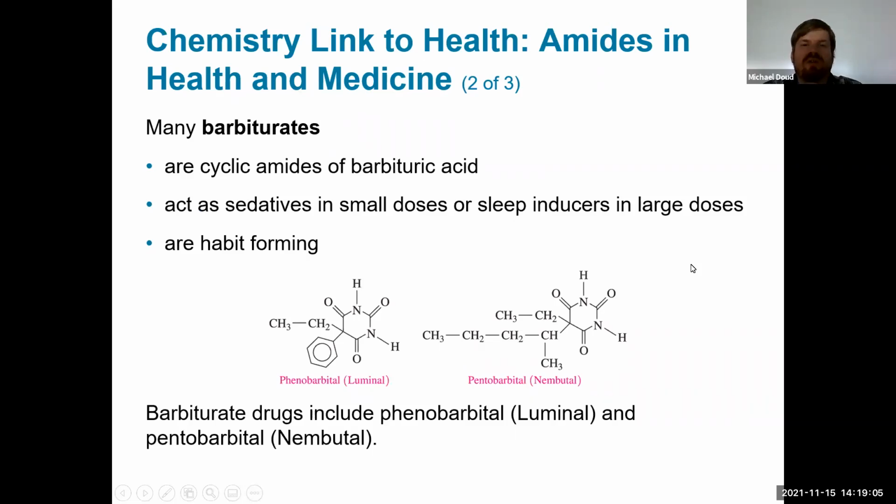Okay, other examples are drugs. Going back to drugs, we have barbiturates here. Barbiturates are cyclical amides of barbituric acid. So phenobarbital, for example, or pentobarbital. They can be sedatives or sleep inducers if they're in large doses. And these are habit forming.